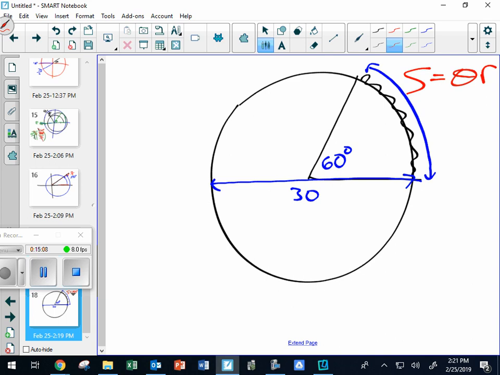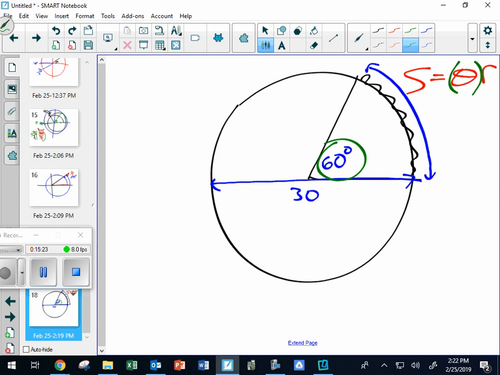Okay, so S equals theta R. SOAR formula is the way I say it. Then you need to know that this is not 30. The theta is this angle. It's not 60 either. It's in radians. What's that in radians? Pi over 3.